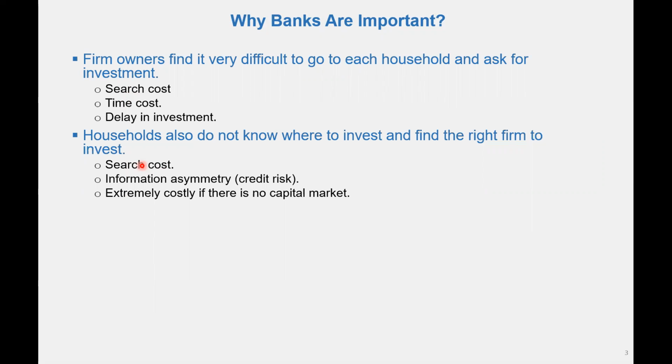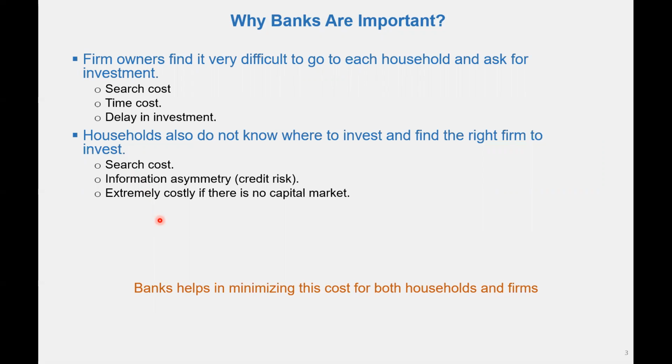Households don't even know about the firms, so whenever they give credit to the firms, whether these firms are actually going to pay back their money or not, that is credit risk involved. Since there is no capital market, it is very difficult, because these households can only invest in local industries. They cannot go to all industries in the country. But if this problem is there, then banks help minimize this cost.